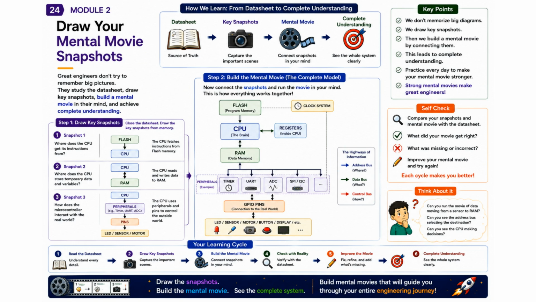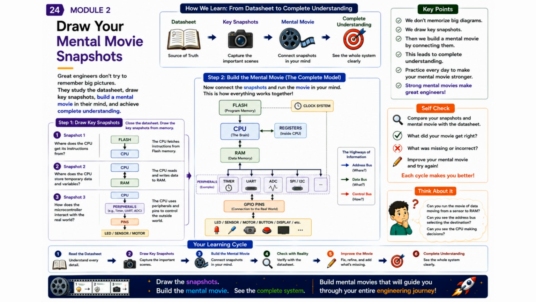The second question is, where are temporary variables and calculations stored? The answer is RAM. The CPU reads data from RAM, modifies it, performs calculations, and writes new values back. That becomes our second snapshot.